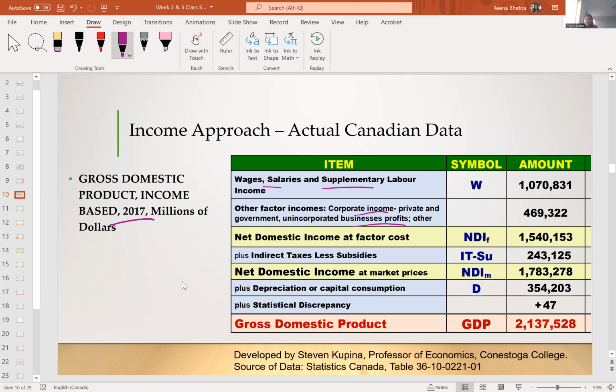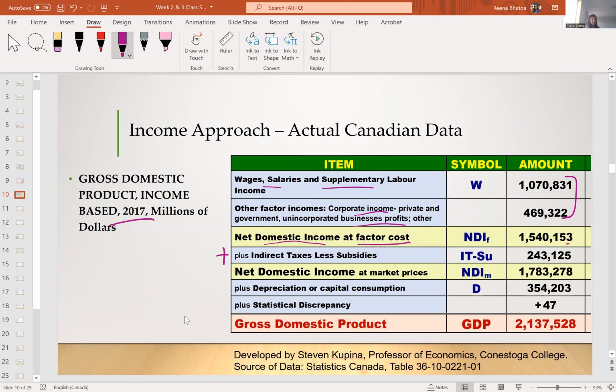The word that says income, compensation, or salary at the end is the factor payment, factor income. You add all of them to reach net domestic income at factor cost. Okay, and in that we will make an adjustment now. Indirect taxes less subsidies, we add them.